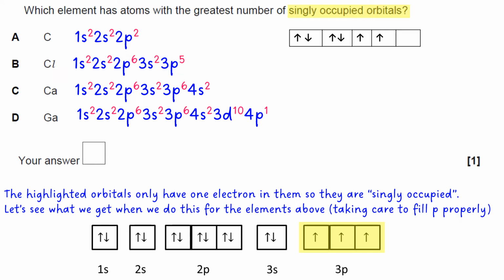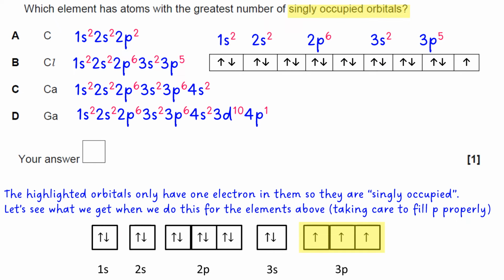So if we take carbon first of all, you can see it's got 1s2, 2s2, 2p2. So if I get my laser pointer, these two are both singly occupied. Now remember, we're looking for the greatest number of singly occupied orbitals. So let's see what happens when we do the same for the others. So for chlorine, you can see here there's only one singly occupied orbital. So straight away, chlorine is not one of the answers that we want to consider.